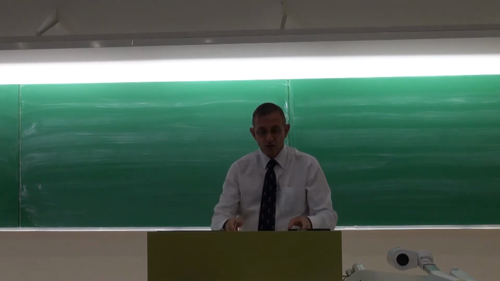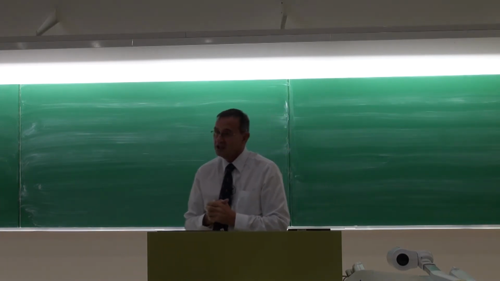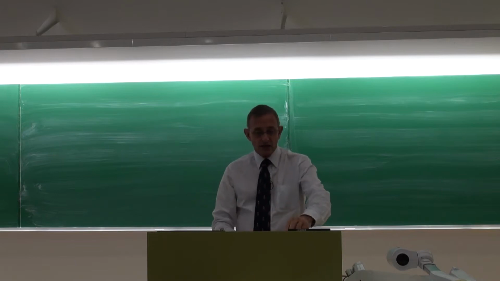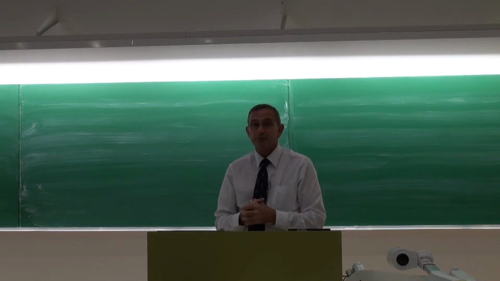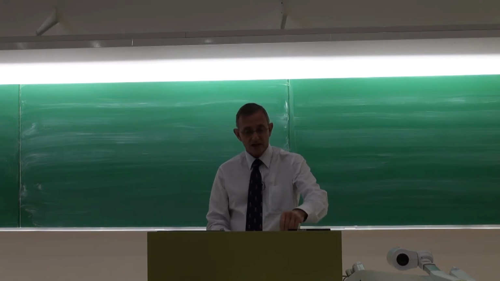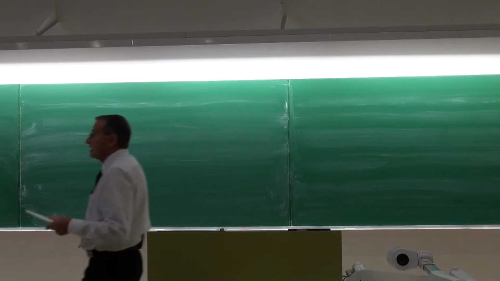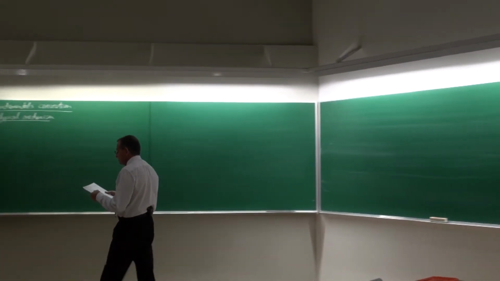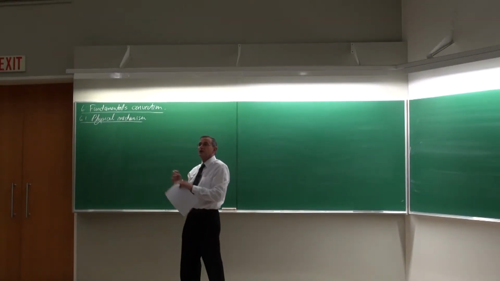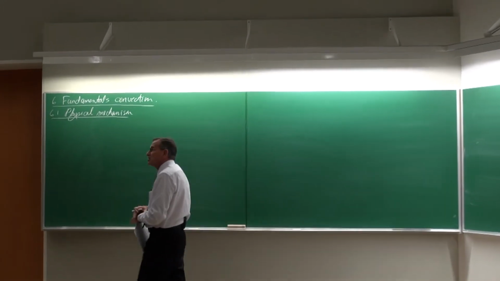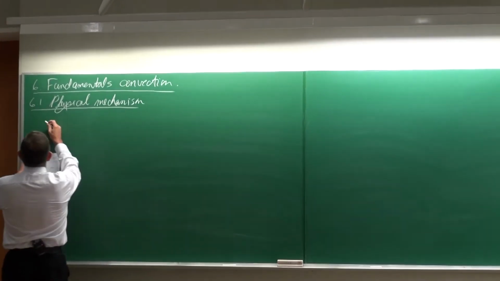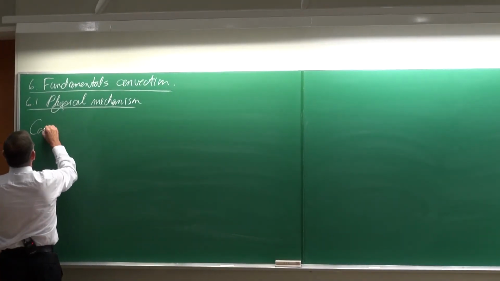Ladies and gentlemen, we've completed the chapter now on transient heat conduction, and today we are going to start with chapter 6 in the textbook of Cengel and Ghajar, and that is the chapter on the fundamentals of convection. Chapter 6, paragraph 6.1 is the physical mechanism of convection, and just trying to explain it to you, let's go back to what you've learned so far in heat transfer.